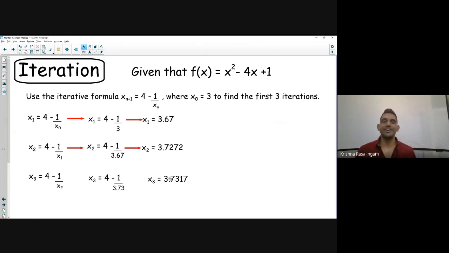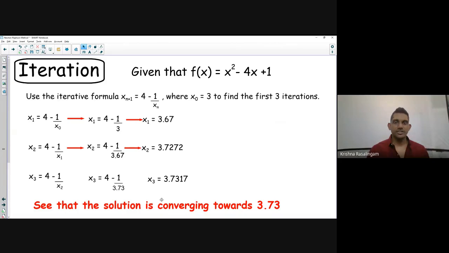What is this value tending closer and closer to? Well, clearly 3.7, most likely 3.73. So the solution is converging towards 3.73. There's iteration. And iteration lets us solve an equation without solving it.